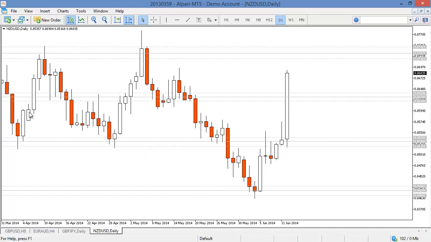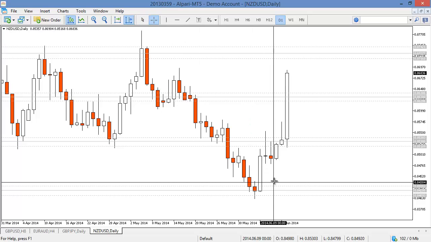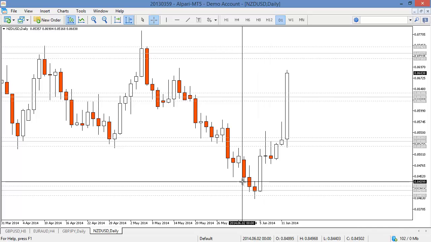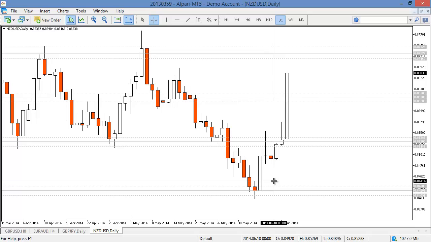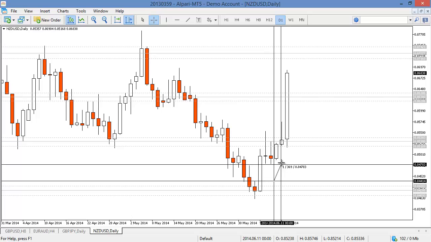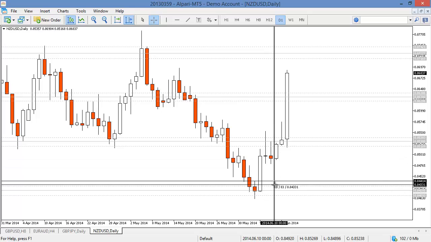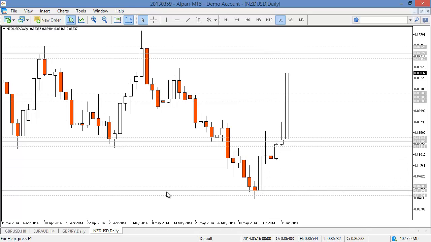Although on the daily, the entry would have been a little bit later. The entry would have been around about up here, because you want price to break the high of the indecision candle before you enter, because that's a sign that buyers have taken control of price. So the entry would have been here at the 84.40, but it still would have been a profitable trade, and the risk reward ratio would have still been manageable.